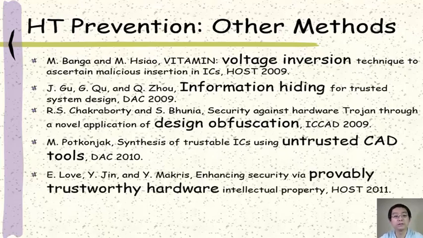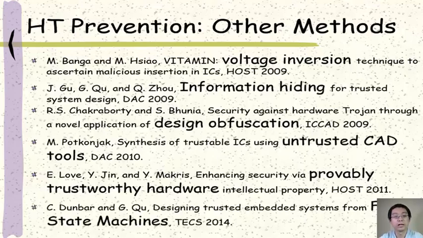In 2011, Love, Jin, and Marquez proposed to use proof-carrying hardware to build intellectual properties that have proof of trustworthiness, and then use these as the building blocks to build trusted integrated circuits. And more recently, Damba and Qu focused on the finite state machine model to discuss how to build sequential systems with trustworthiness. Their basic idea is adding a control signal into the building block, which is a flip-flop.